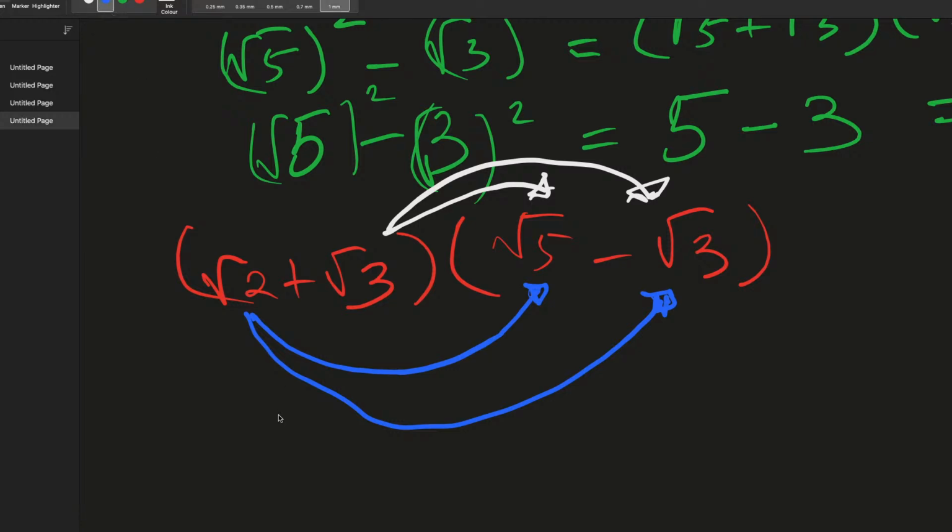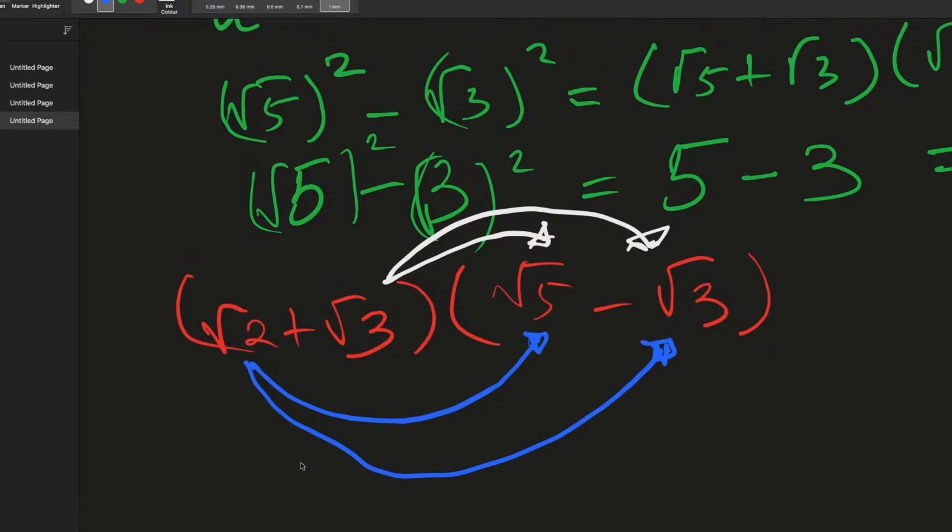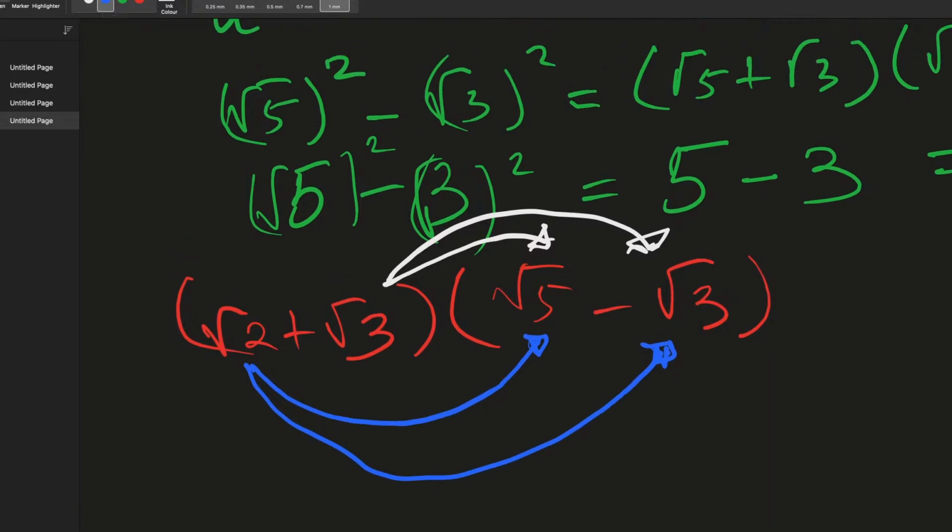So we say root 2. Root 2 times root 5. Okay, so that is, we finished that. So root 2 times root 5, and root 2 times that. Friends, you see that it's easy.